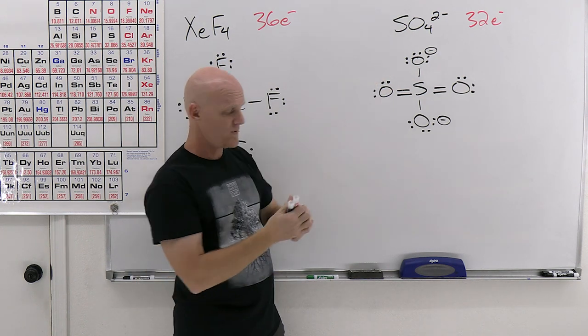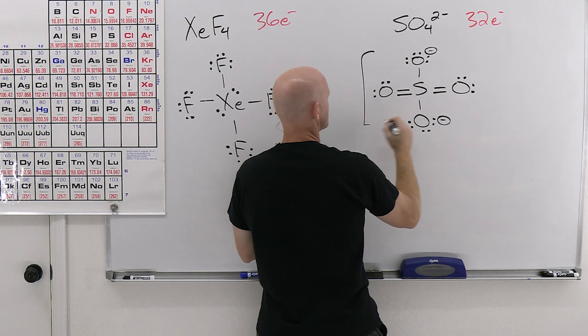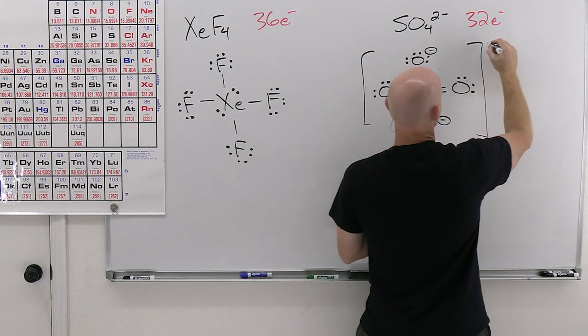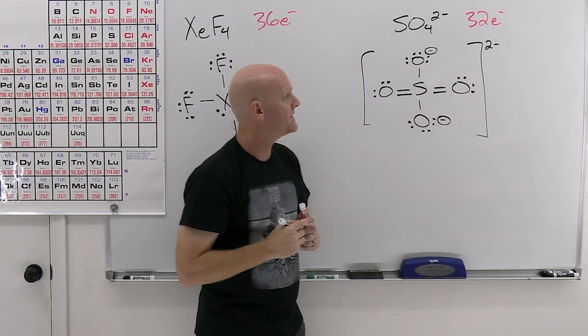When you've got an ion, by the way, it's also customary to put the entire Lewis structure in brackets and then to put its charge in the upper right-hand side.